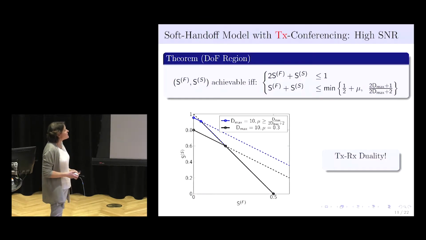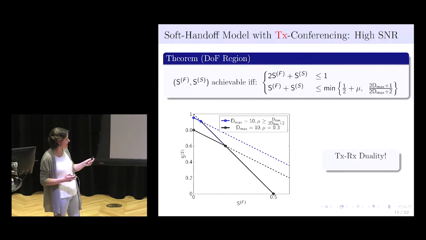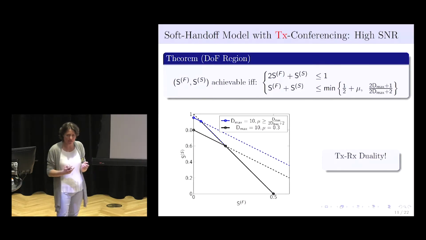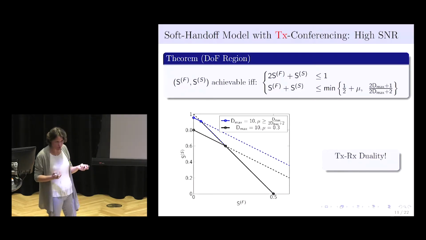Good. So this was for receiver cooperation. Now we could look at the same question for transmitter cooperation only in this Wyner soft-handoff network, and we get exactly the same plot. So there's a duality between transmitter and receiver cooperation. We have observed that in previous works, and many other people have too, so this is no surprise.